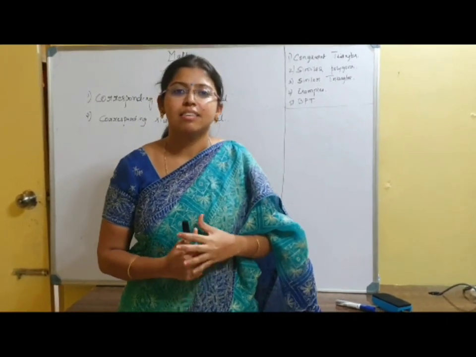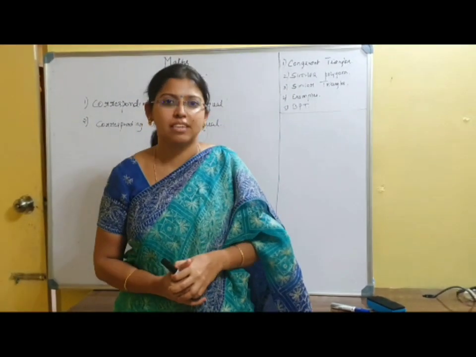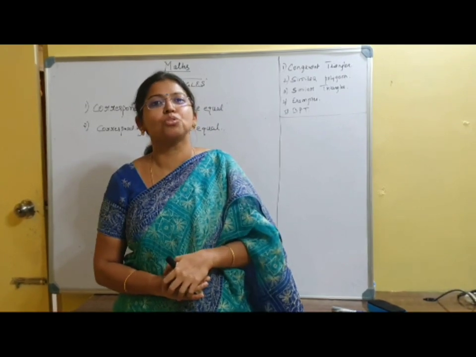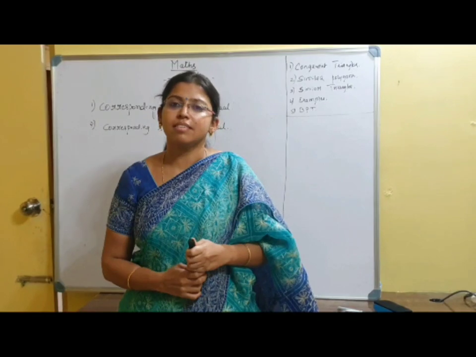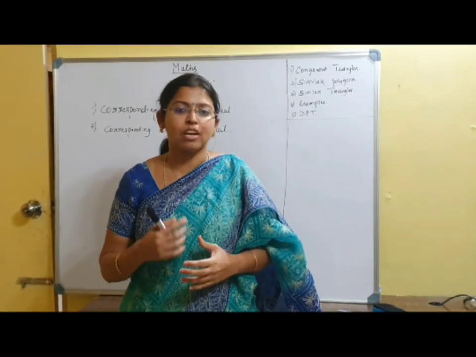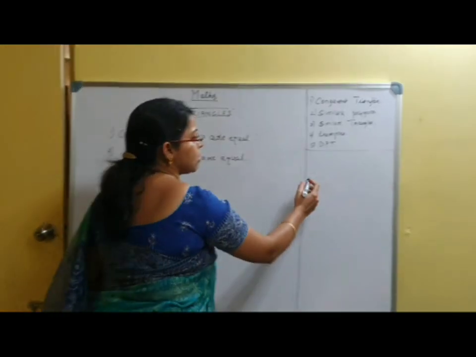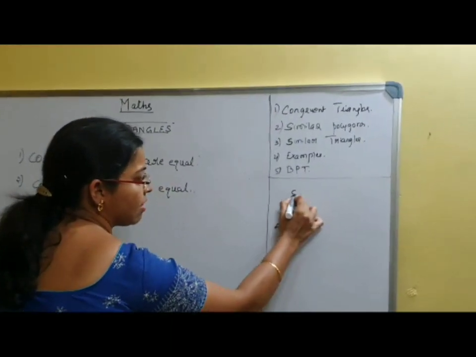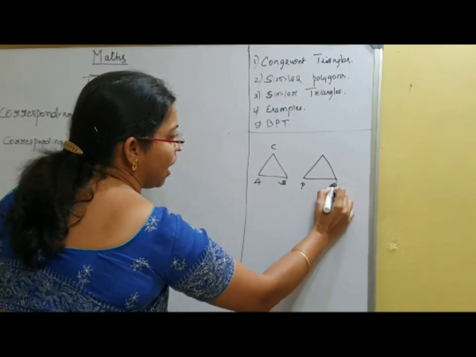We had learned something called congruency of triangles. What do you mean by the term congruent? Congruent means equal. When do we say that two triangles or two polygons are congruent? Two polygons are said to be congruent if they are of the same shape and size. For example, here you see two triangles. ABC is one triangle, and there's another triangle PQR.